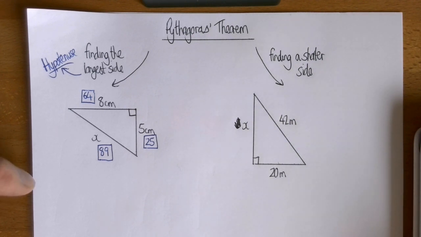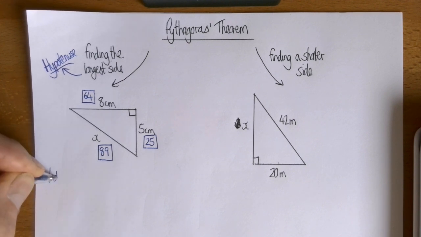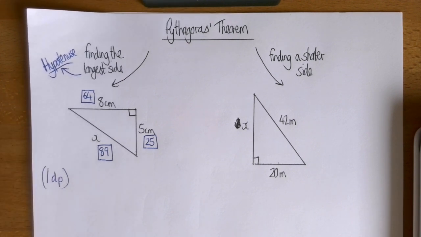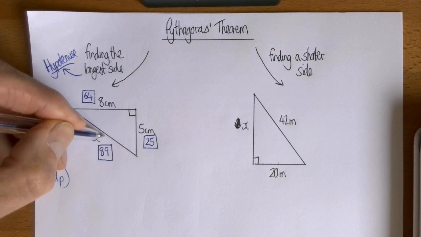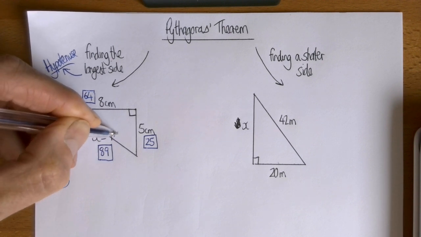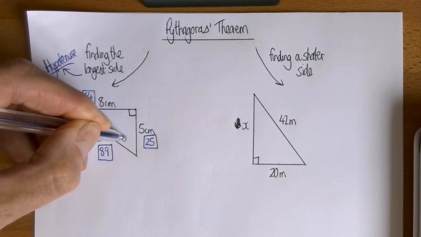If you're not familiar with the square root sign on your calculator, hopefully you can find it. But the square root of 89 gives me 9.4338. So I'm going to round to 1 decimal place. So my missing length is 9.4 centimetres.